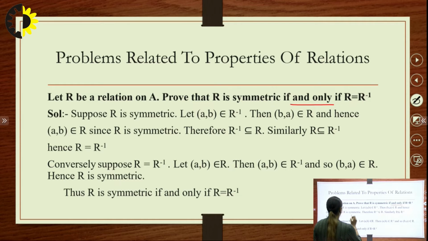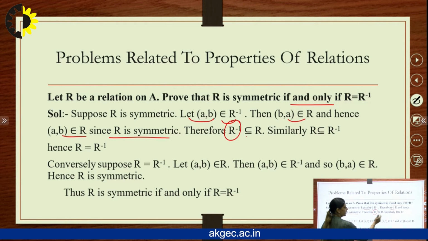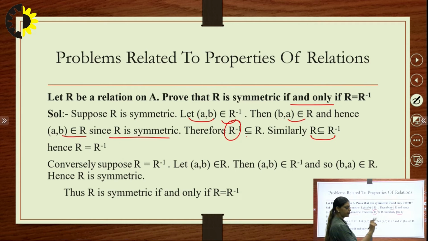Now see here, suppose R is symmetric and let (a, b) belong to R inverse. Then (b, a) belongs to R, hence (a, b) belongs to R since R is symmetric. If (b, a) belongs to R, then (a, b) will belong to R because R satisfies the property of being symmetric. Therefore R inverse is a subset of R. Similarly, we can prove the converse, that R is a subset of R inverse. So from these two conditions we get R is equal to R inverse.